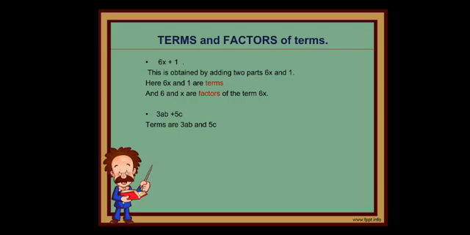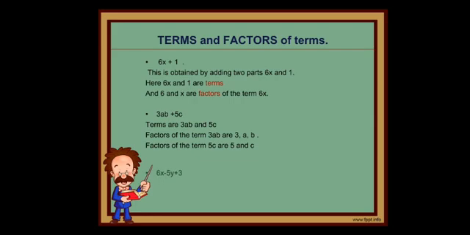When you consider 3ab, we have three things: a constant 3 and two variables a, b. Okay, so the factors of the term 3ab are 3, a and b. There are three factors in the term 3ab. Okay, when we consider the term 5c, we have two factors, 5 and c.